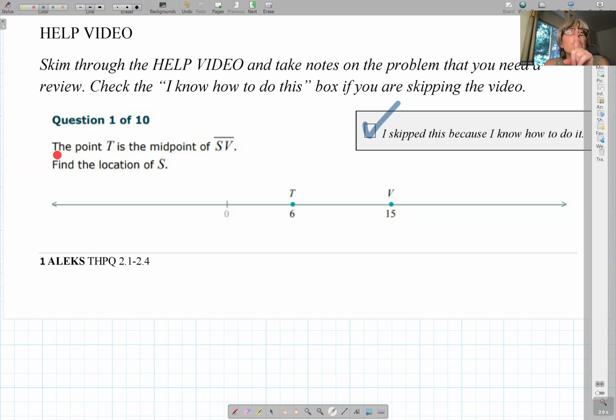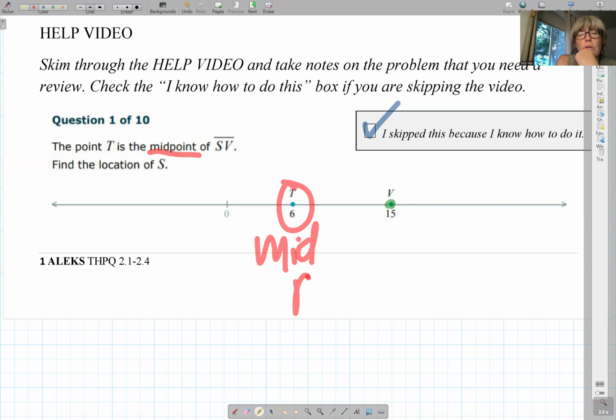Ready? Question number 1. The point T is the midpoint of SV. Find the location of S. So we have a segment here, SV. So here's V. And if T is the midpoint, then it is the middle of a segment. So I'm going to draw it so it looks like a middle. So S is somewhere over here. And the question is, where would S be?